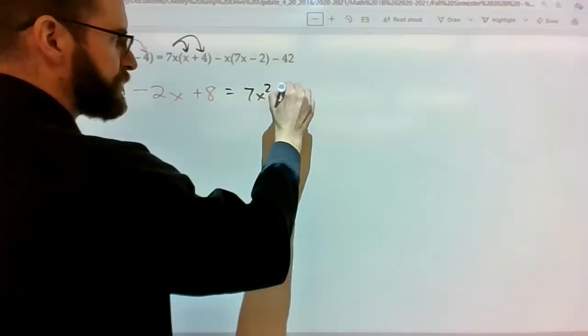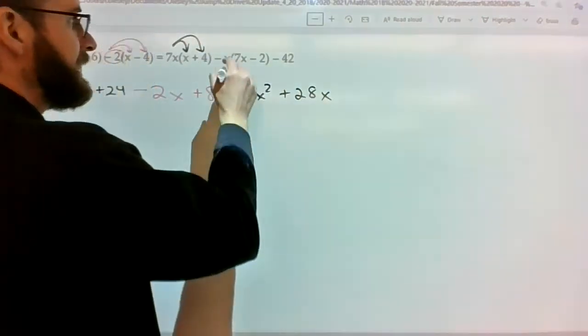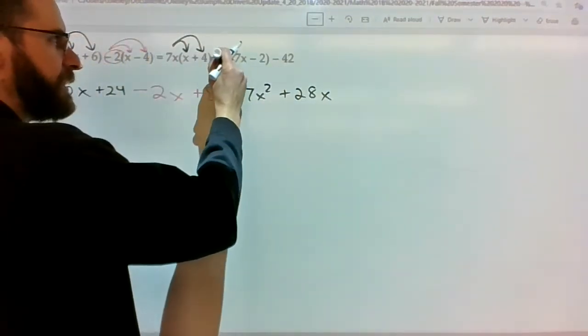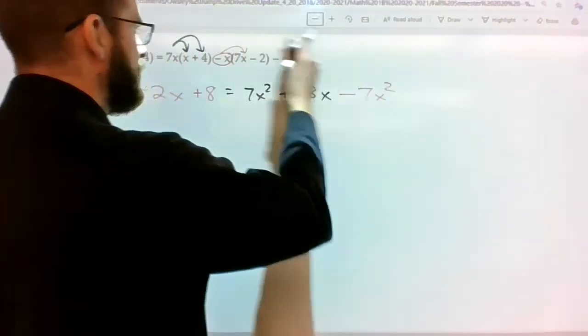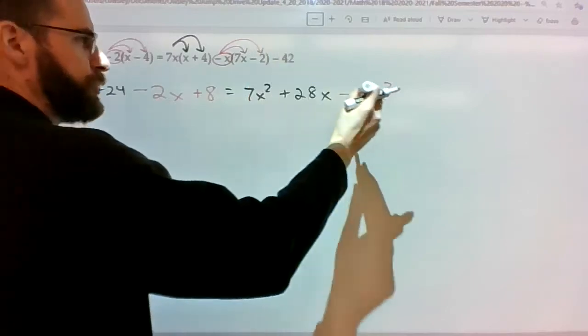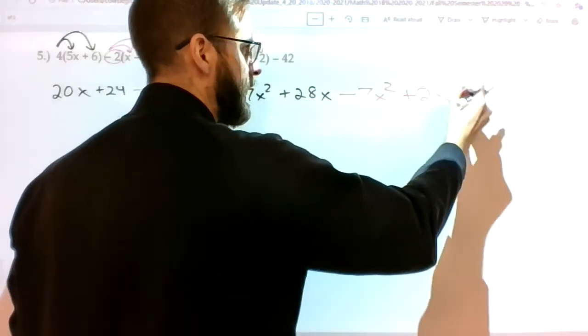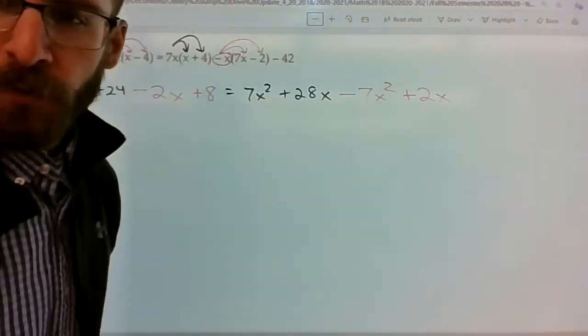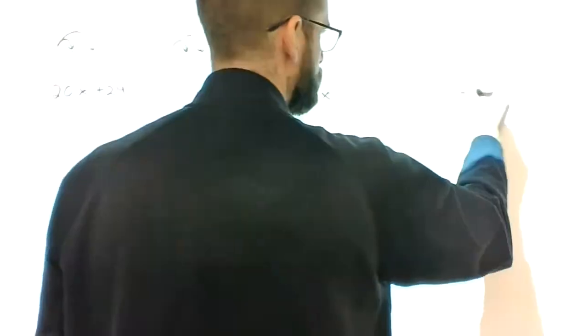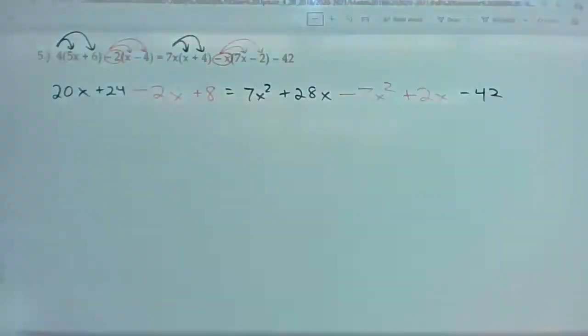7x times 4, it's positive 28x. Negative x times 7x squared is minus 7x squared. Negative x times negative 2, positive 2x. And then you just got a minus 42 hanging out. All right, so check it over.